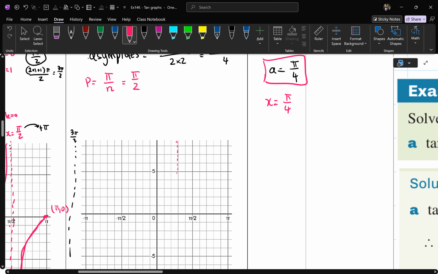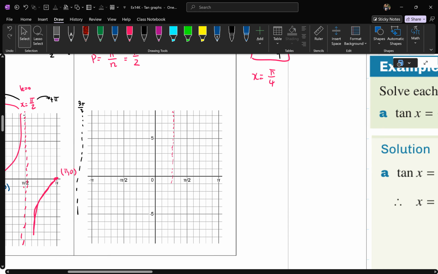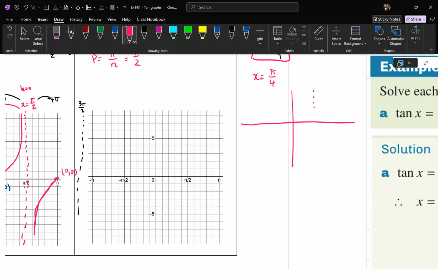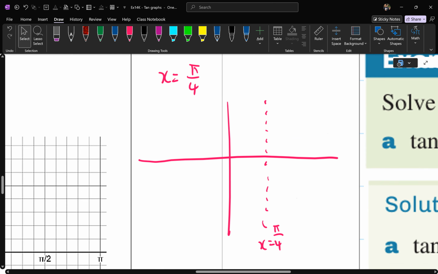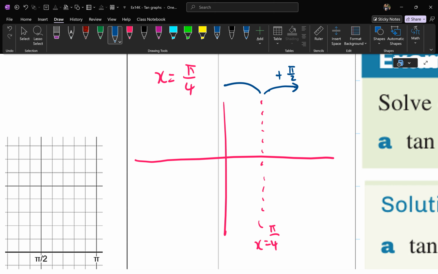So halfway could probably be, actually it's not exactly there. It's probably better had I not given you this grid actually. I'll just draw it on the side. Here, pi on 4. You want to find the next asymptotes? Add or subtract your period. Here we go. So from here, add pi on 2 or subtract pi on 2. Let's do a bit of fractions.